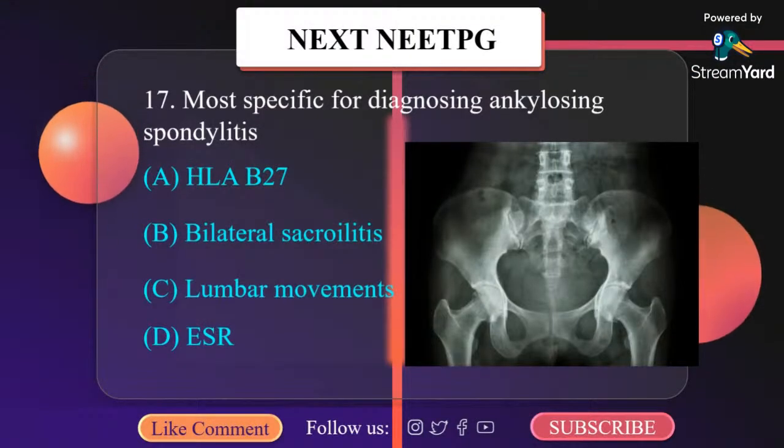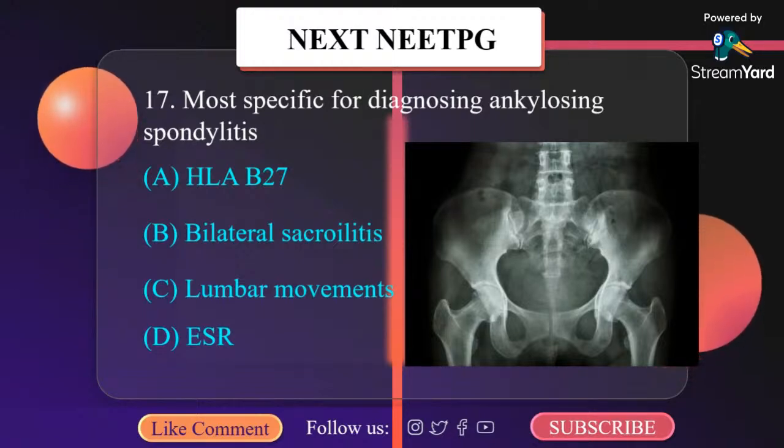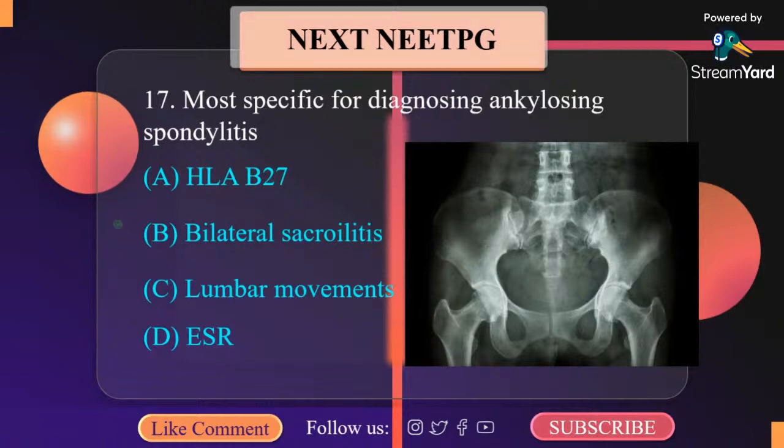Most specific for diagnosing of ankylosing spondylitis is A, HLA-B27, B, bilateral sacroiliitis, C, lumbar movement, D, ESR. It is bilateral sacroiliitis.